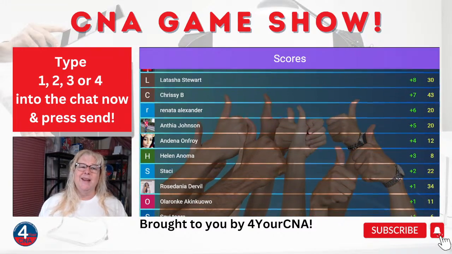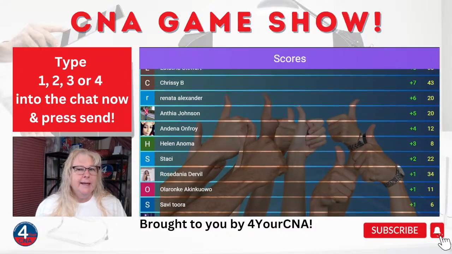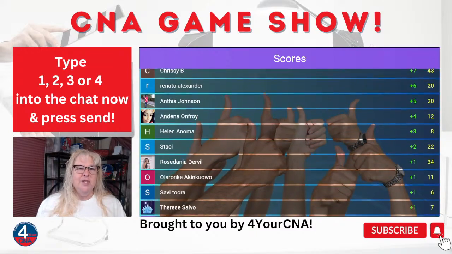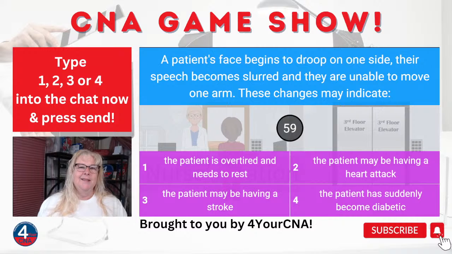Most of you guys got that one right. Coughing does not indicate a food allergy. So those of you who chose food allergy, that's not a sign of a food allergy.